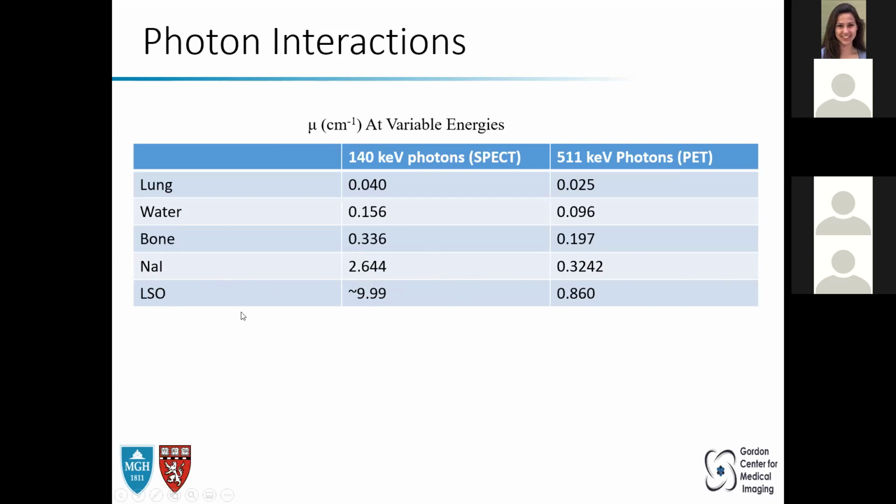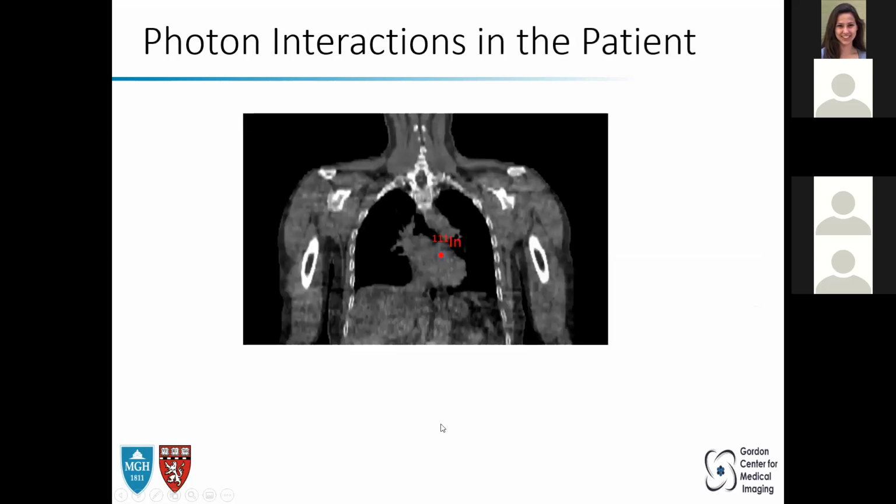So sodium iodide and LSO, these are two different detector materials used in either SPECT or PET. And you can see that they're very, very good at stopping SPECT photons per centimeter, and they are much better than, say, bone or soft tissue is at stopping these 511 keV photons, but they're much better at stopping those low energy guys. All right, so let's take a cartoon example in a patient.